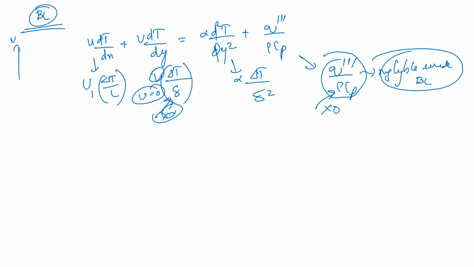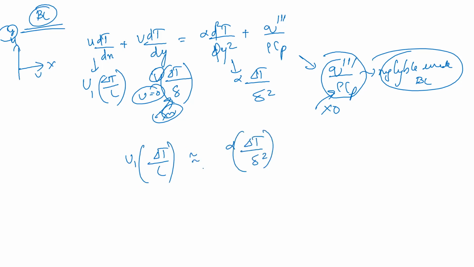So this is U, this is V, X, and Y. Simply, the left-hand side scales with alpha delta T by delta square. So this is the notation: LHS scales with RHS.